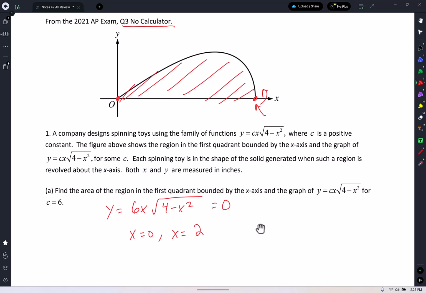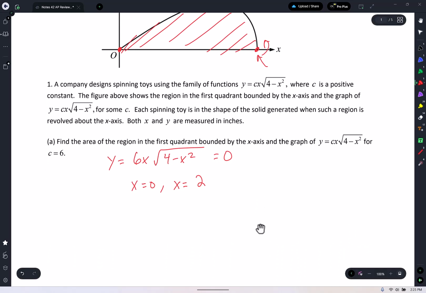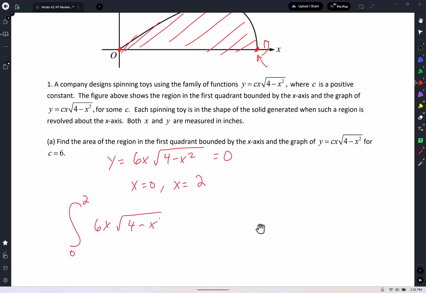All right. Next. Here we go. Integral from what to what? 0 to 2 of 6x square root of 4 minus x squared dx. Are we okay still? All right, next.